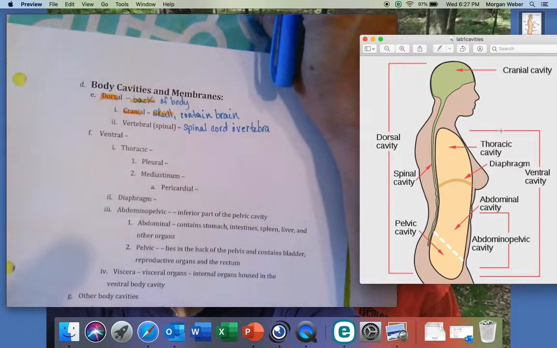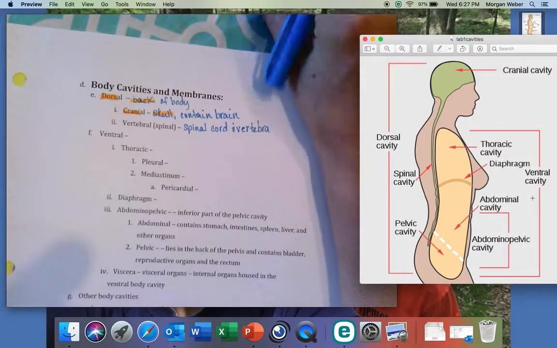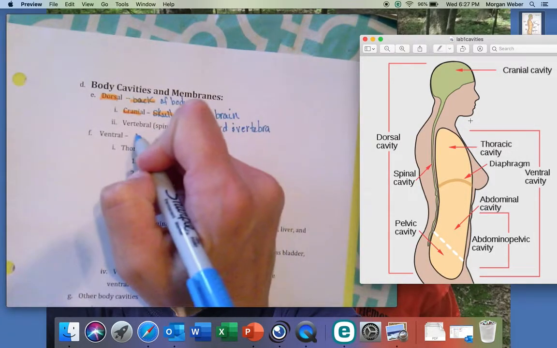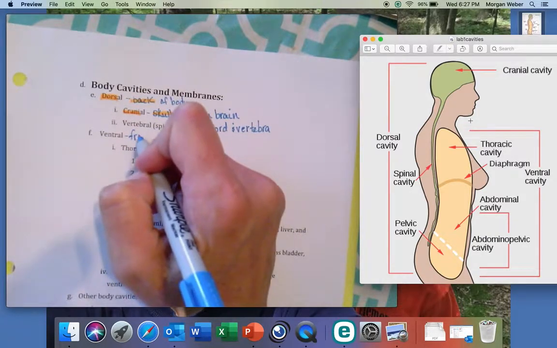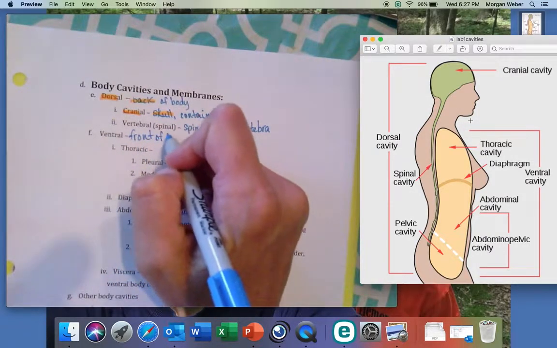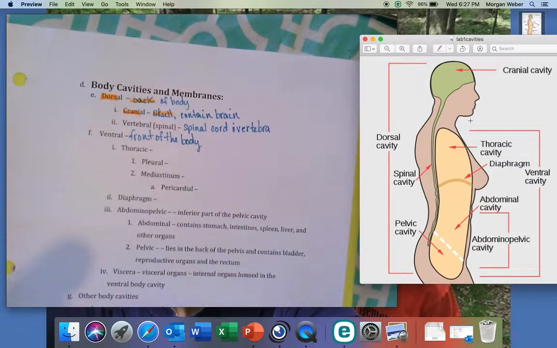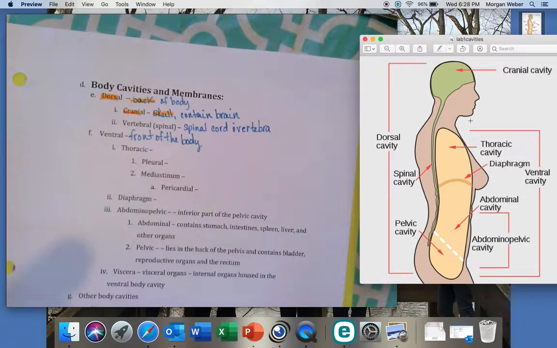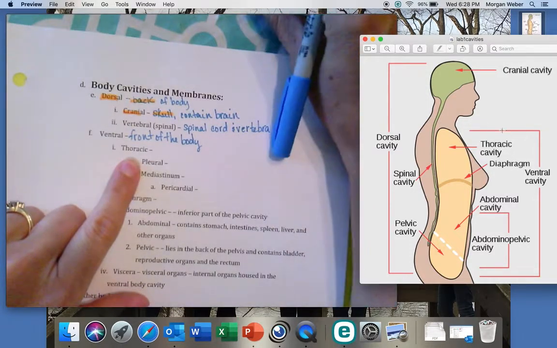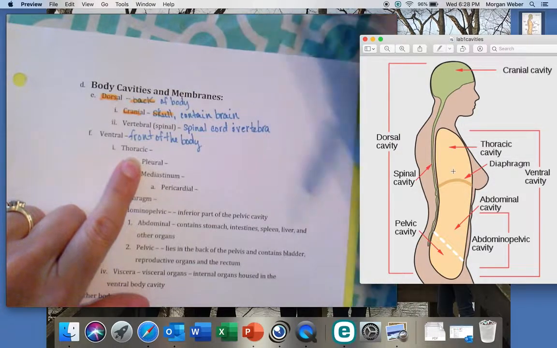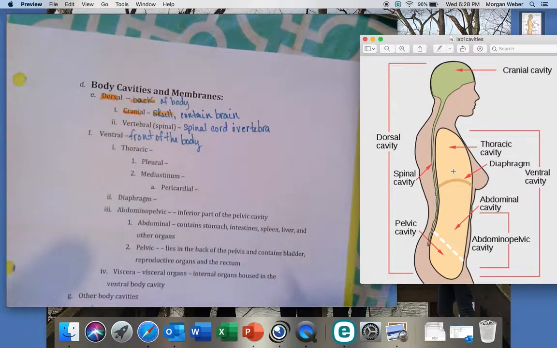All right. Now let's go to the next one. Next one, we are at ventral. So this is going on the front of the body, but notice it doesn't include the head. So with the ventral, we are looking at the front of the body. Remember, that's also anterior. So the first one is the thoracic region.